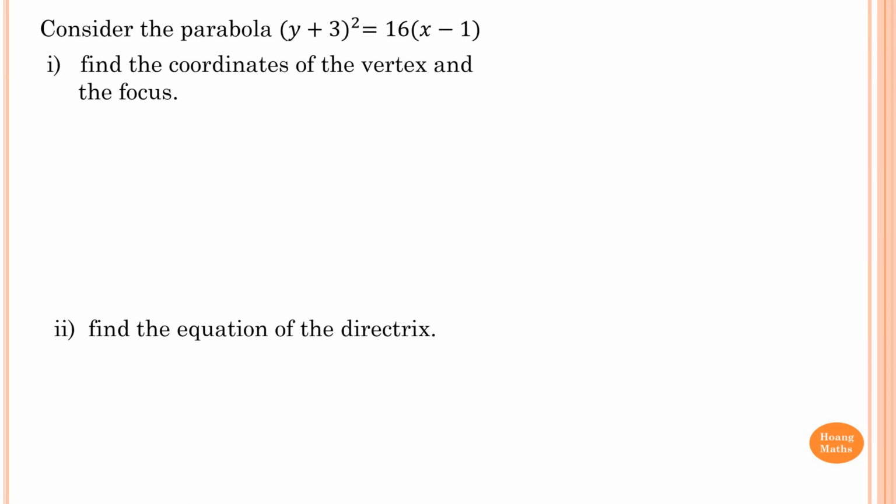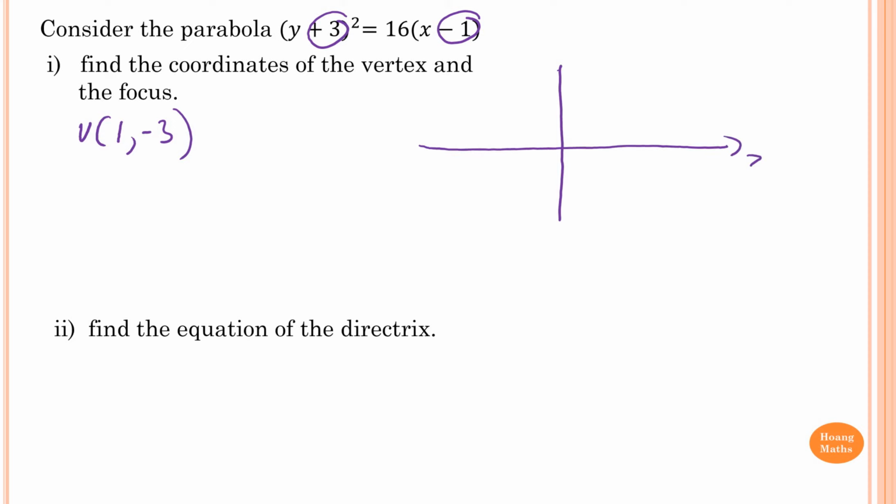Please stop the video and do this one yourself. So first of all, we know that the vertex V is x equals 1 and y equals -3. That's the vertex.